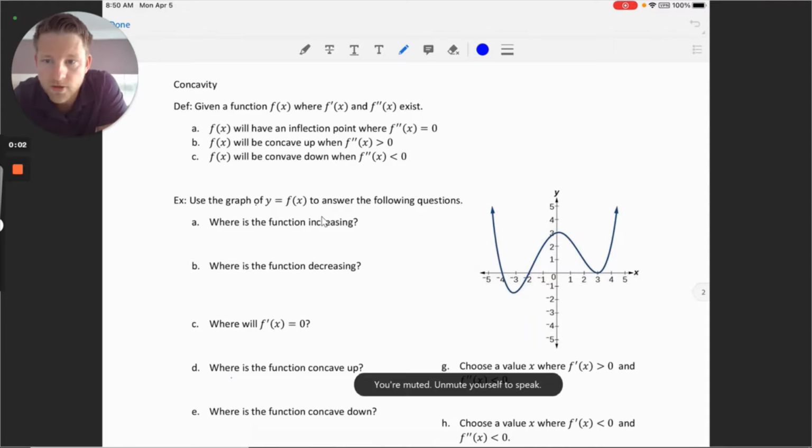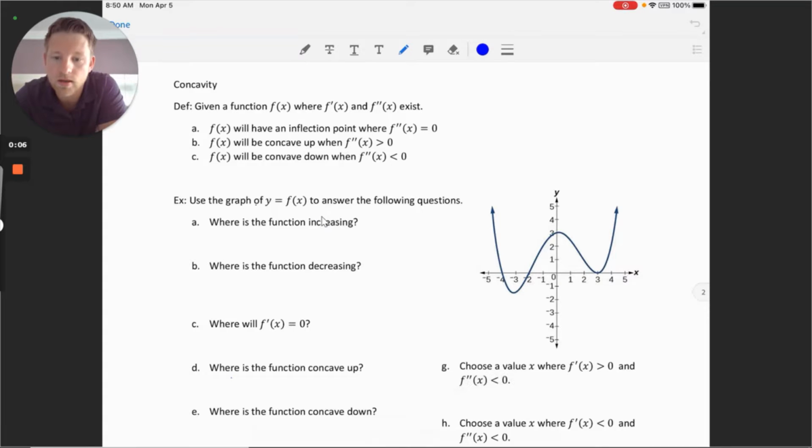Welcome to today's video. We are going to take a look at the concepts of concavity and the second derivative. Above we have the definition for inflection points and where we are concave up and concave down. So let's just remind ourselves of this before we go into the example.